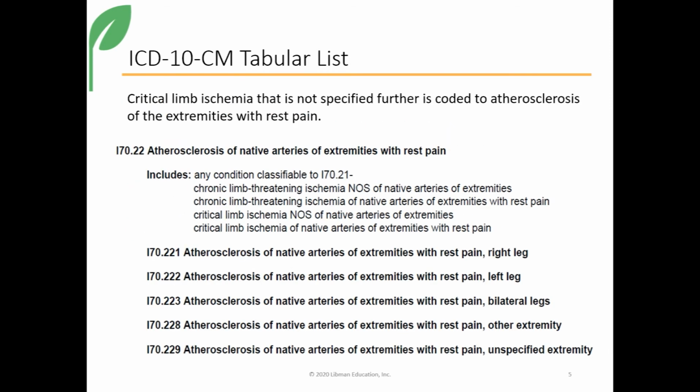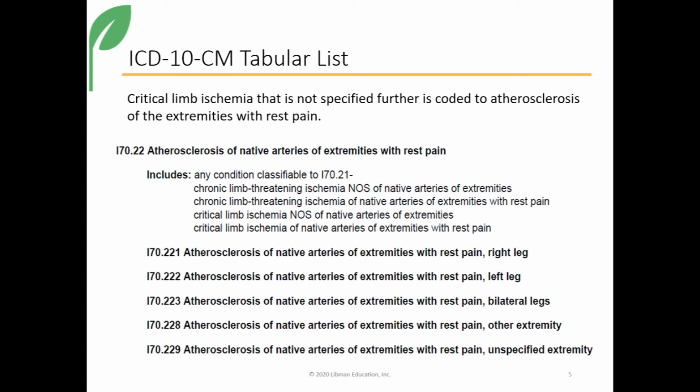Remember that one of the important points made in the Coding Clinic question and answer explained that critical limb ischemia that is not further specified is coded to atherosclerosis of the extremities with rest pain. Here we display a snapshot of code I70.22 in the tabular list. Note that the includes notes there explain that code I70.22 includes critical limb ischemia and chronic limb-threatening ischemia.